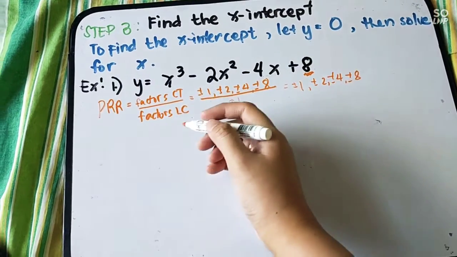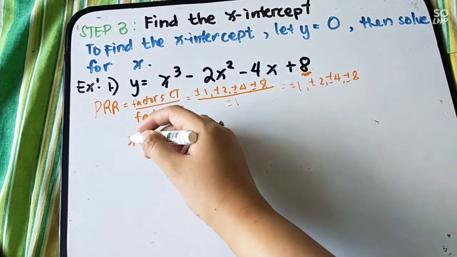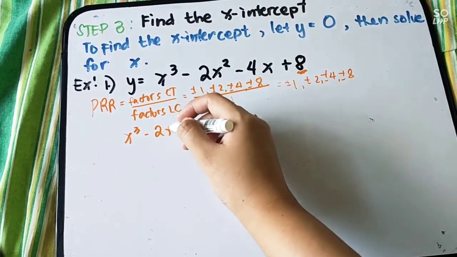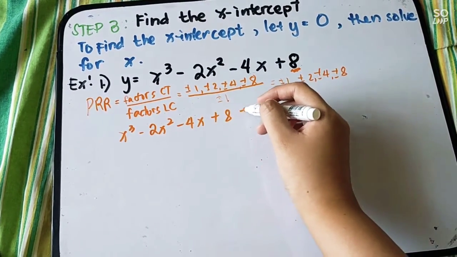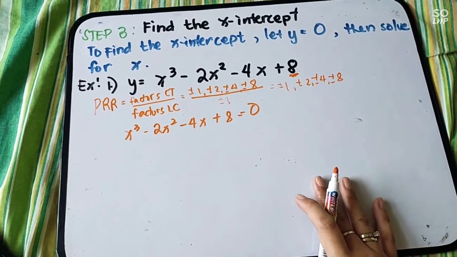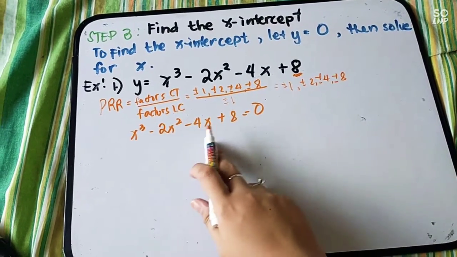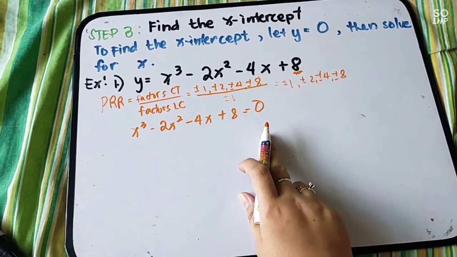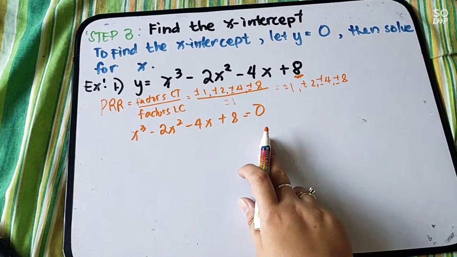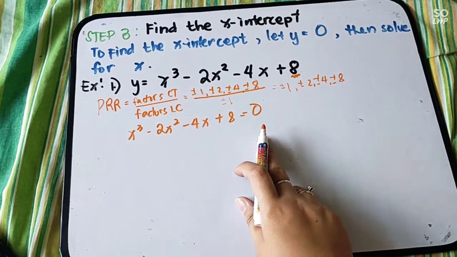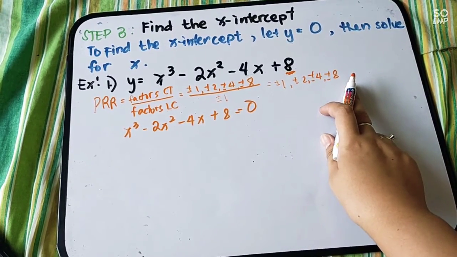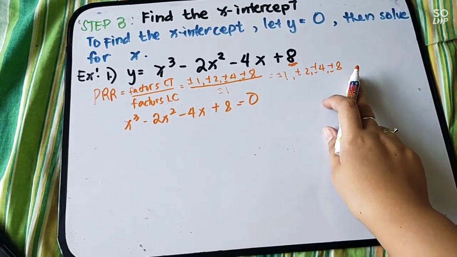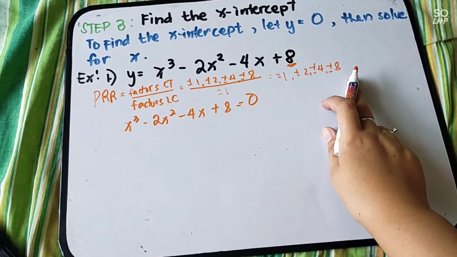Y will now be 0, right? So, we have here x cubed minus 2x squared minus 4x plus 8 is equal to 0. As you can see, it has become a polynomial equation. Right? Okay. Now, we are going to use synthetic division. Let's try here. Which could be its factors? The remainder needs to be 0.